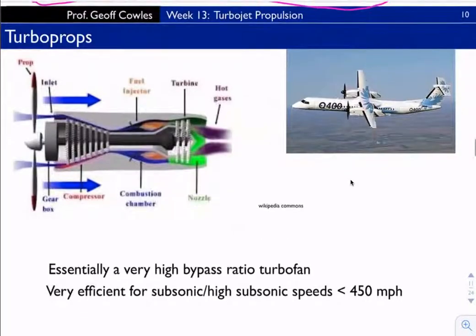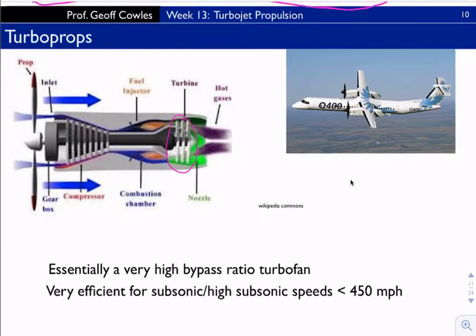We can also use the expansion of the flow through the turbine, which turns the shaft to turn a prop, which has no duct; essentially it's an unducted fan, a propeller. And we can think of this as a super high bypass turbofan. These are very efficient. It's an efficient way to have subsonic aircraft. So this doesn't work for transonic.